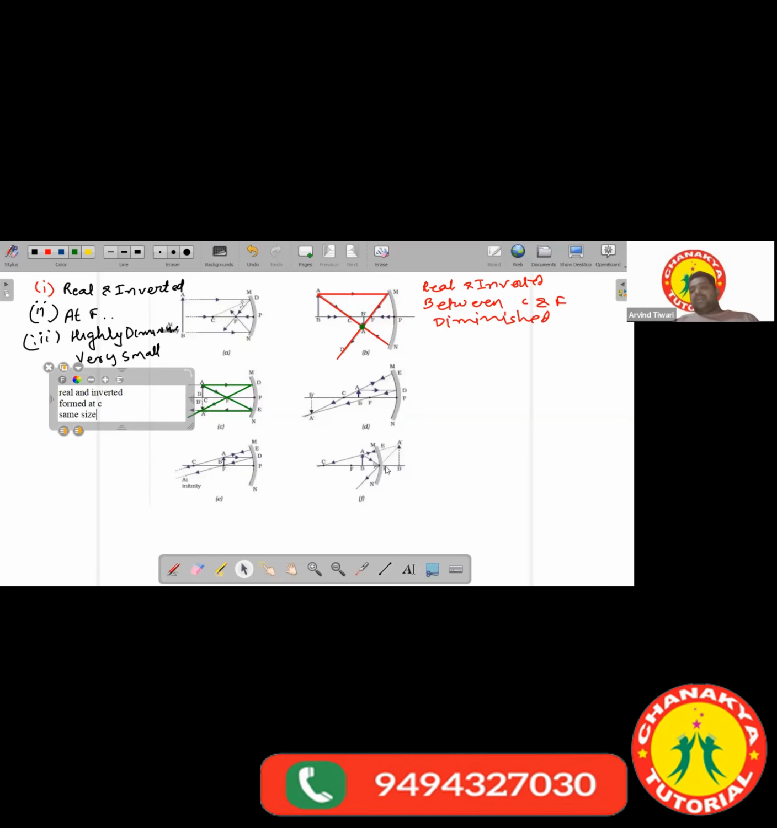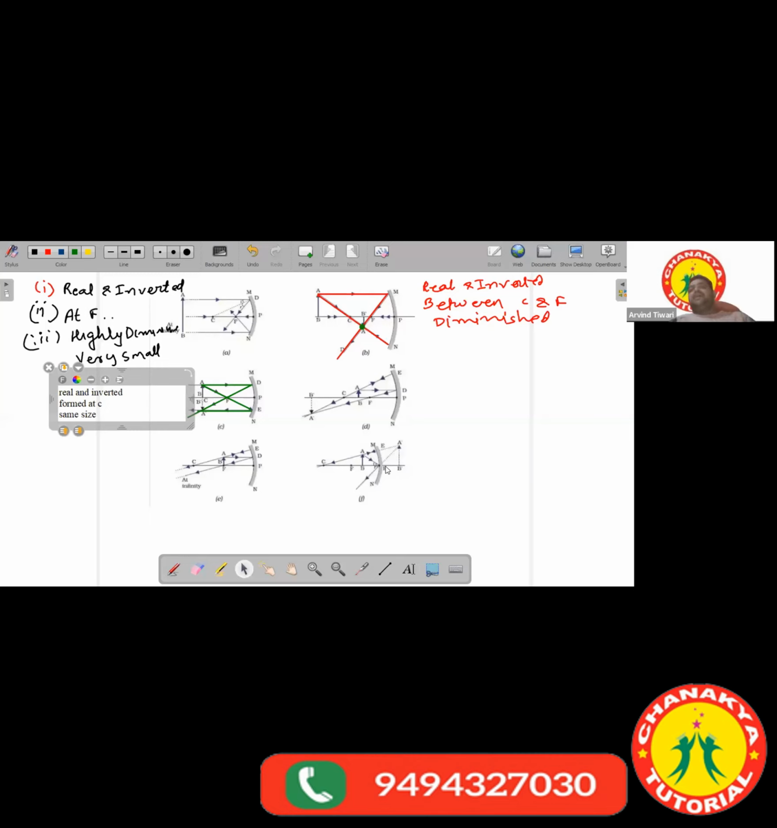The concave mirror forms a virtual image only in one case, that is when the object is placed between pole and focus. Okay. So Dhriti, what are the characteristics of the image when the object is placed between pole and focus? The image will be enlarged, virtual and erect. Okay, very good. So you have got this?